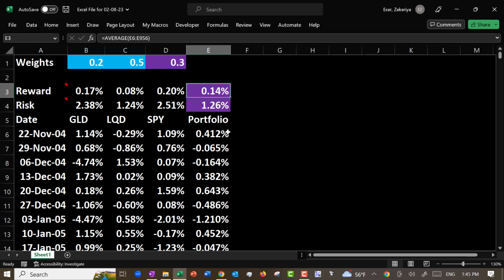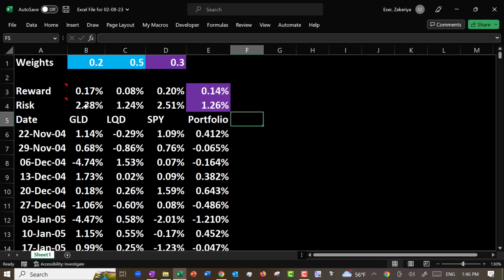This specific portfolio has an average return over the last 18 plus years of 0.14% a week. That's not a small return. You know, if you compound that, it's about 7.3% a year. And that's the risk. Okay, those are easy to calculate.